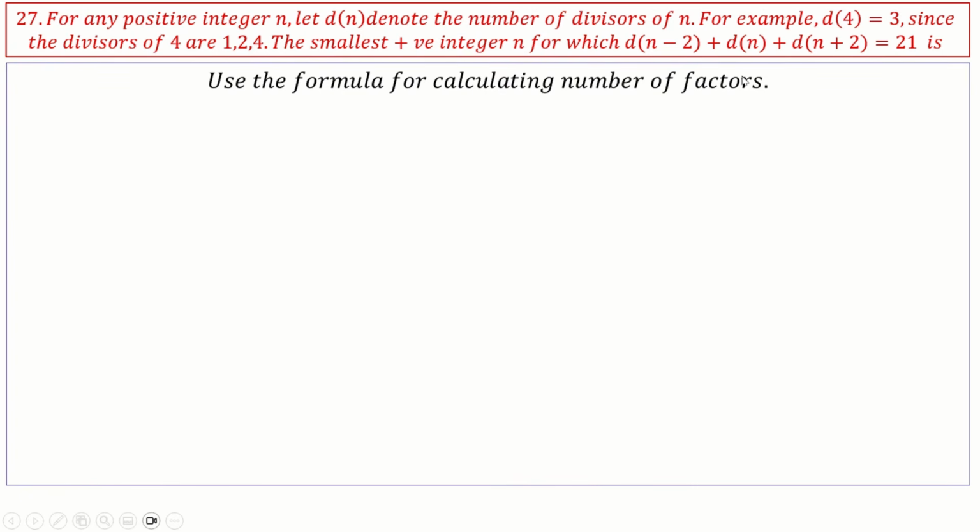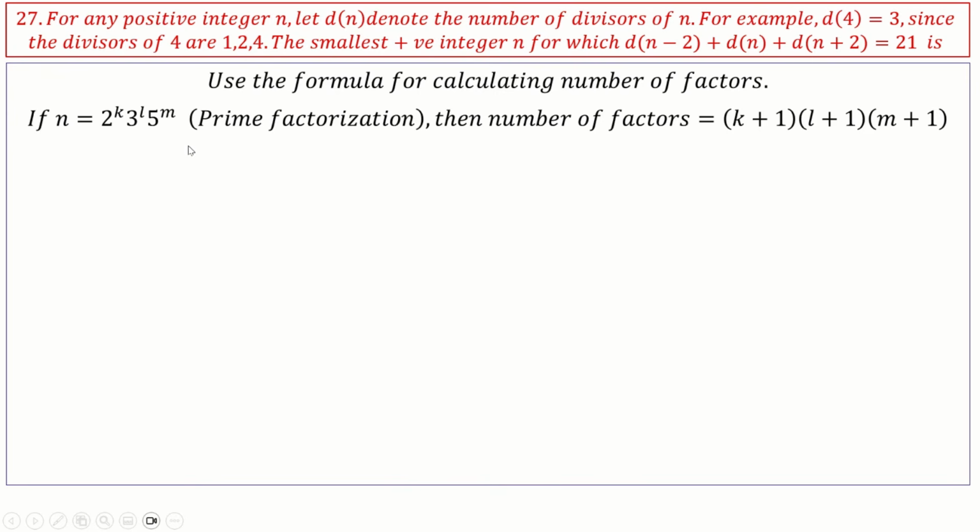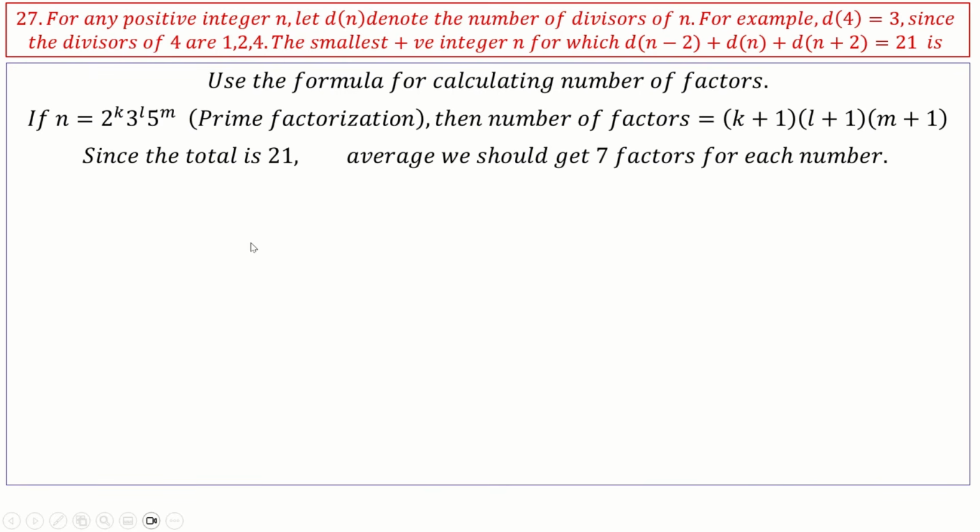First thing is remember one formula for calculating the number of factors. Any number given, you put it in the prime factorization method. Example, I am taking only 2, 3 and 5 as the primes of this n: 2 to the power of k into 3 to the power of l into 5 to the power of m. This is the prime factorization. If n is written in this form, then the number of factors is nothing but the powers: k plus 1 into l plus 1 into m plus 1. You know this formula, and with this you can solve this problem very easily. Trial and error method, that's it, simple.